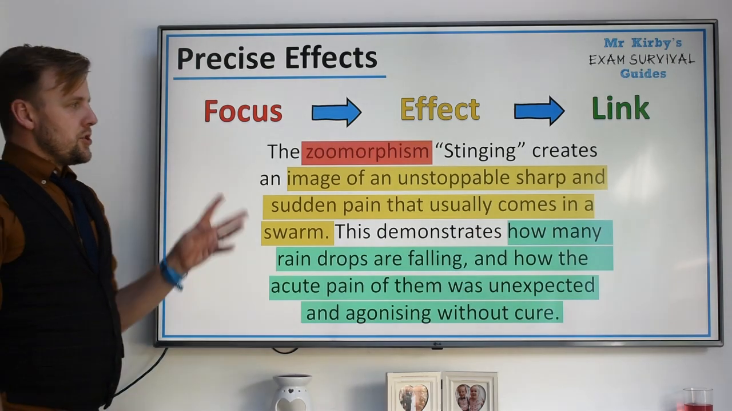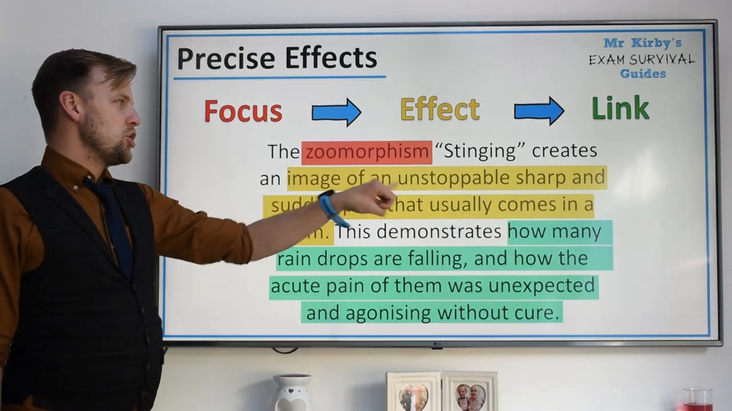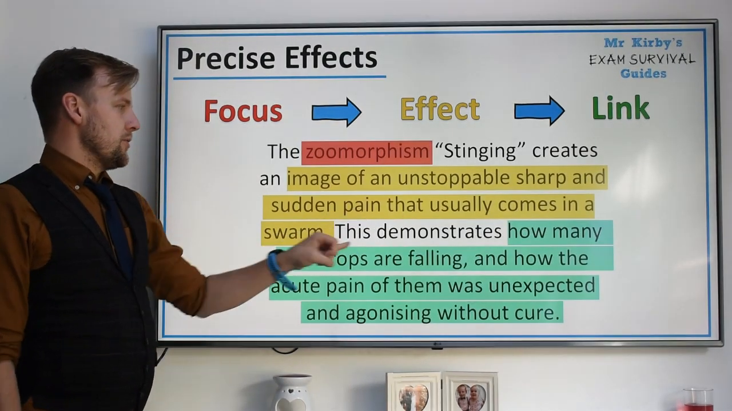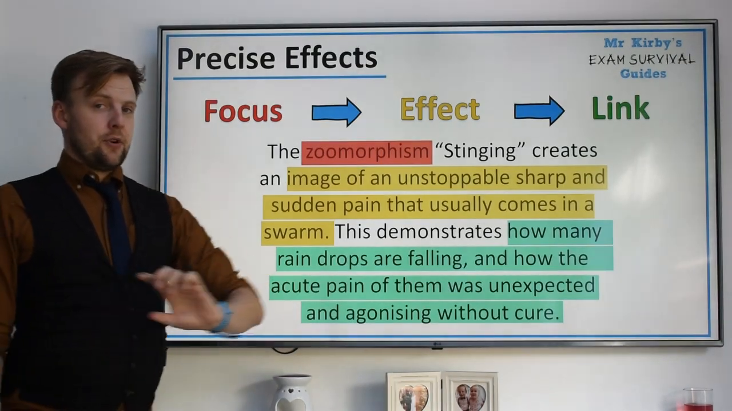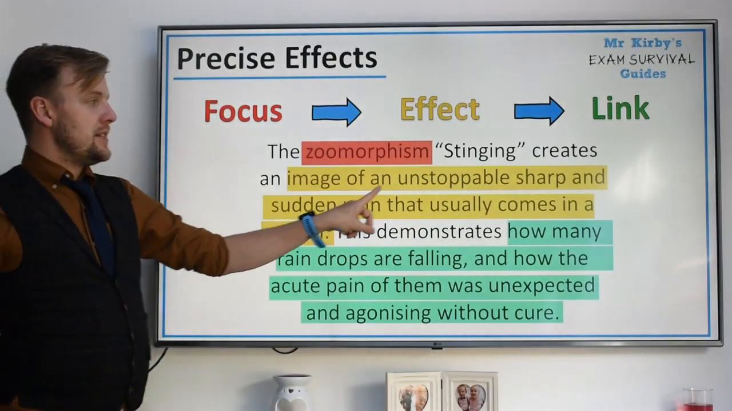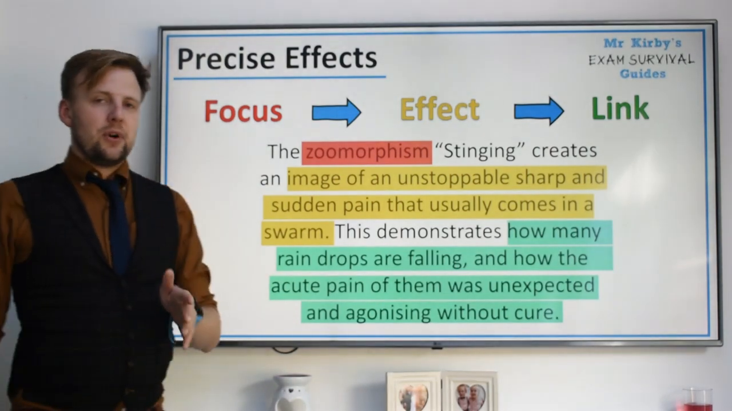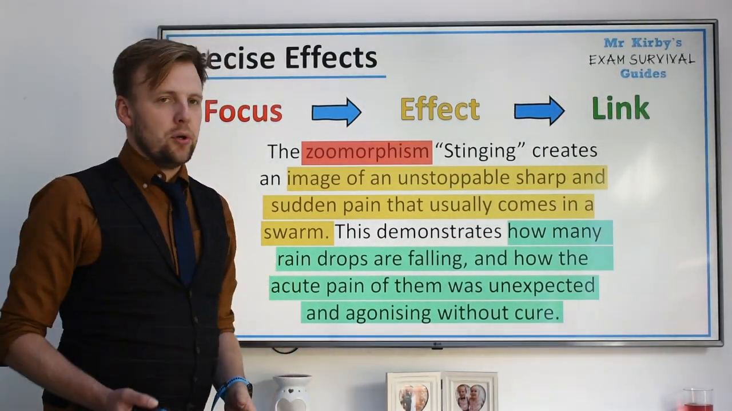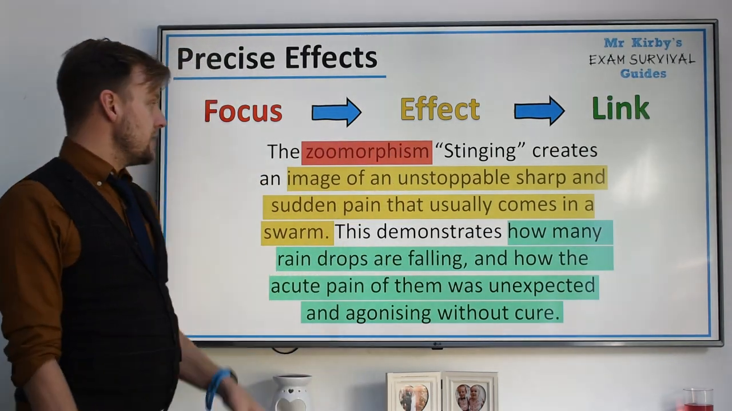Therefore, it gives us an opportunity to create layers like this. The zoomorphism stinging creates an image of an unstoppable, sharp and sudden pain that usually comes in a swarm. This demonstrates how many raindrops are falling and the acute pain that was unexpected and agonising without cure. This is from a random piece of text where we have got our focus of our methods, this is the effect of it, and this is how we link it back to the topic. Don't be afraid to be quite formulaic in your structure. It's not a problem to be very, very clear and therefore quite simple in the way you explain things.